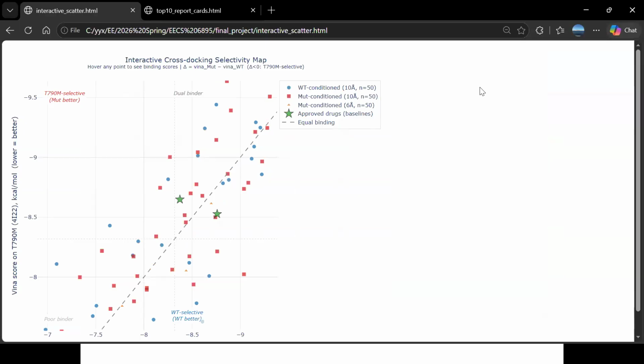Here's the interactive version, my demo A. The x-axis is the wild-type binding, the y-axis is T790M binding. Lower is stronger. Above the diagonal is T790M selective; below is wild-type selective. You can see Gefitinib sits below the diagonal as expected, and Osimertinib sits above the diagonal. The pipeline is confirmed. You can also hover over any point for SMILES, scores, and delta.